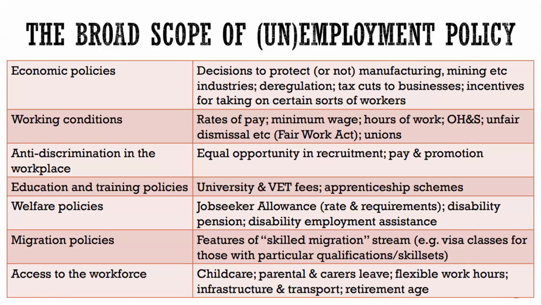Those are the decisions to protect or not manufacturing, mining, and other sectors or specific industries, including laws around regulating specific sectors, tax cuts to business, and incentives for taking on certain sorts of workers. And again, this in itself can be cross-cutting. There is a whole heap of reasons why, even for migrating to Australia, specific skills might be required. There are priority areas. For example, you will see sometimes social work might be considered a priority area for people who can get a work visa to Australia. Community services, nursing, and so on and so forth.